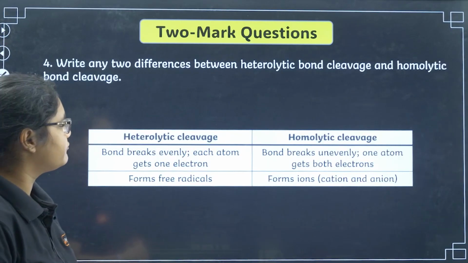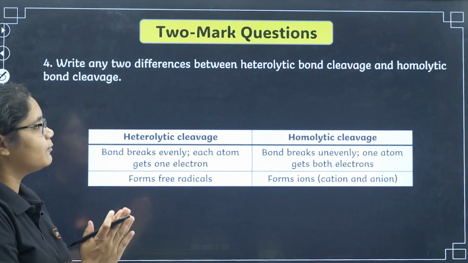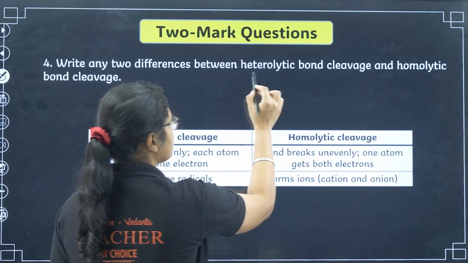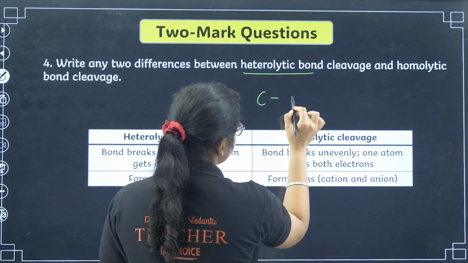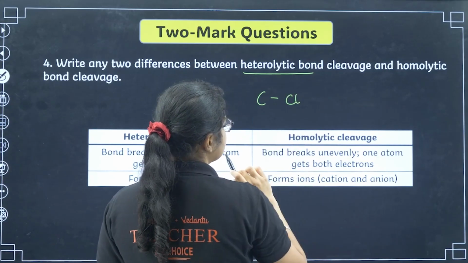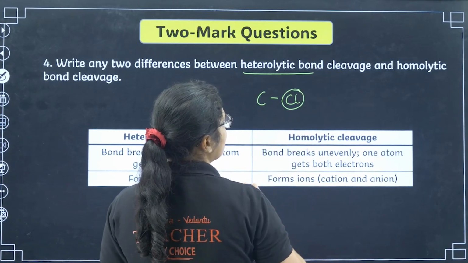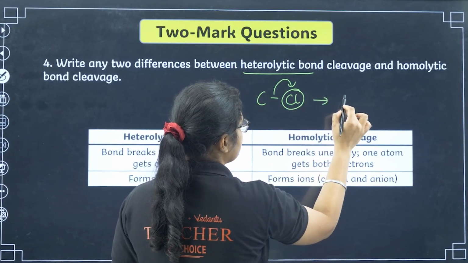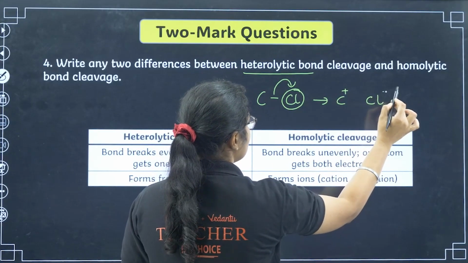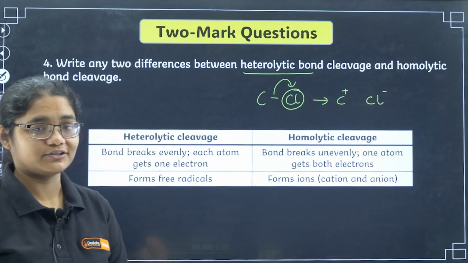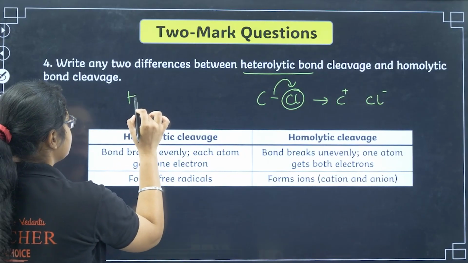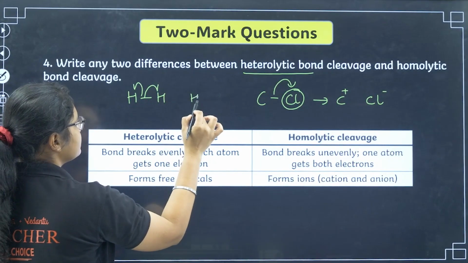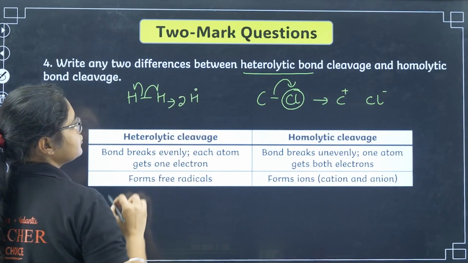Next, write any two differences between heterolytic bond cleavage and homolytic bond cleavage. So heterolytic bond cleavage happens between two different atoms. For example, C and Cl. As we know, Cl is more electronegative. What will happen? The bond will move to this side and you will get ions like this. This is heterolytic cleavage. Homolytic cleavage happens between same atoms, and both will have equal contribution and you will get 2 H dot here.